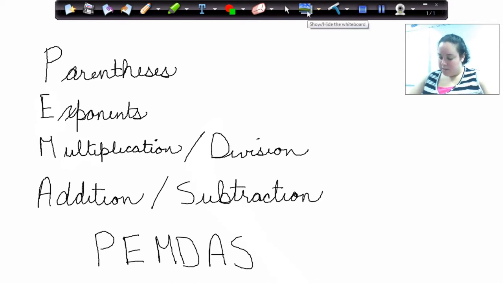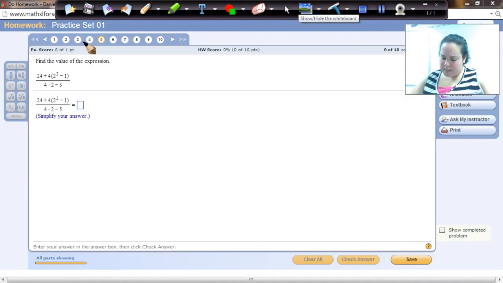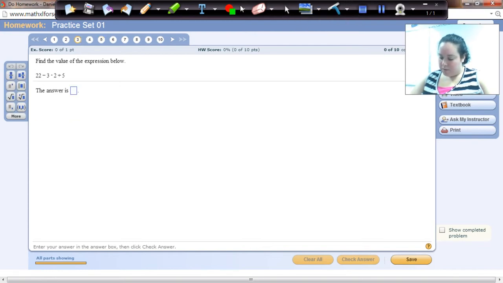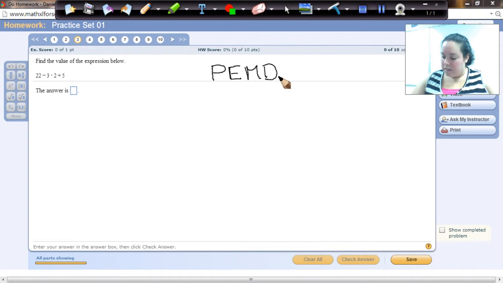Alright, so let's work on this first one. Let's do one easier one first. Okay, so let's go over to number 3, just so we can get a feel for how this works, and then we'll do number 5. Okay, so we have 22 minus 3 times 2 plus 5. So let's just write out our PEMDAS so we can remember it. PEMDAS.